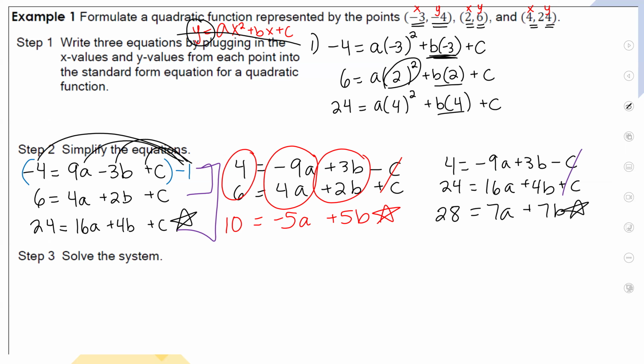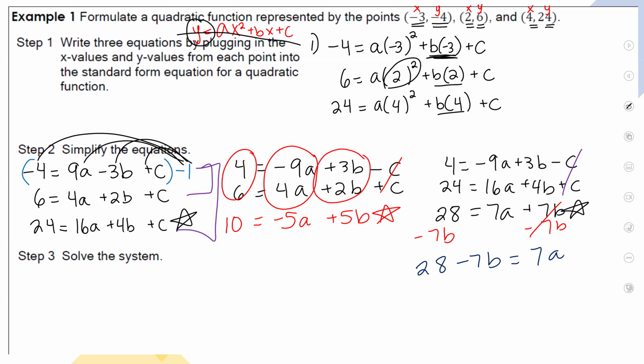From here, you can either use substitution or elimination. And I believe substitution might be the easiest. Okay, so let's go ahead and do that. We're going to have to solve for a variable. So I'm just going to go ahead and move this over. I'm going to subtract 7b. What I am left with is 28 minus 7b equals 7a.